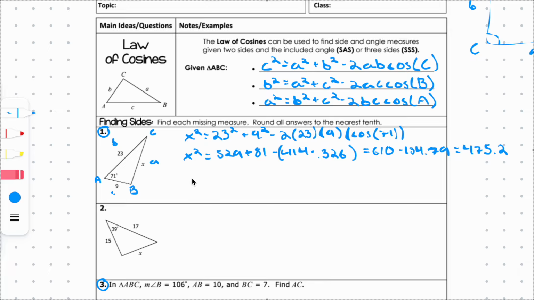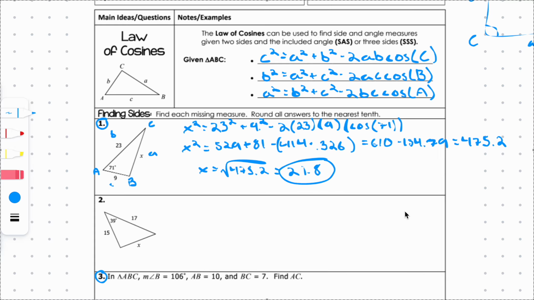So x, I'm going to write this out. X equals the square root of 475.2. And that equals 21.8. And that's going to be our final answer.